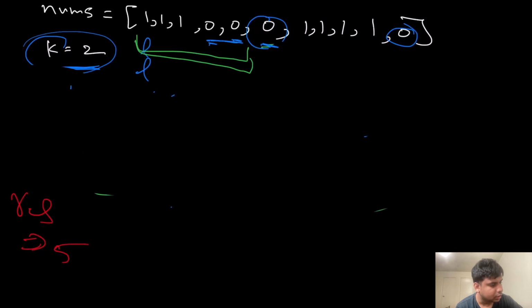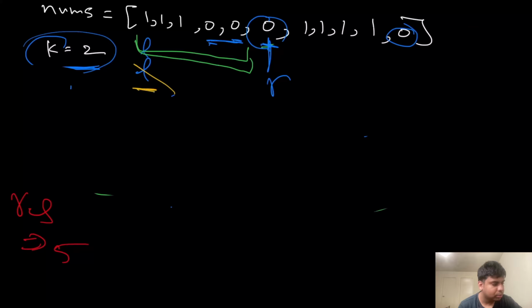L was here and R was here at this 0, which was invalid. Now what should we do with this L? We need to move this L so that the window is valid again. The window will be valid only when the count of zeros is k. So currently there are 3 zeros, and the window will be valid only when the count of zeros is 2.